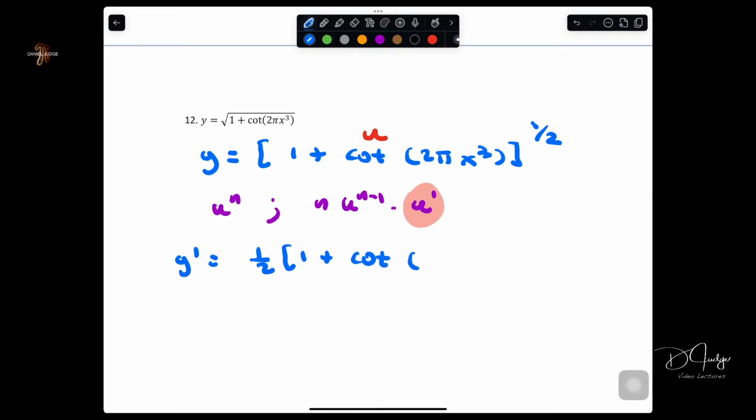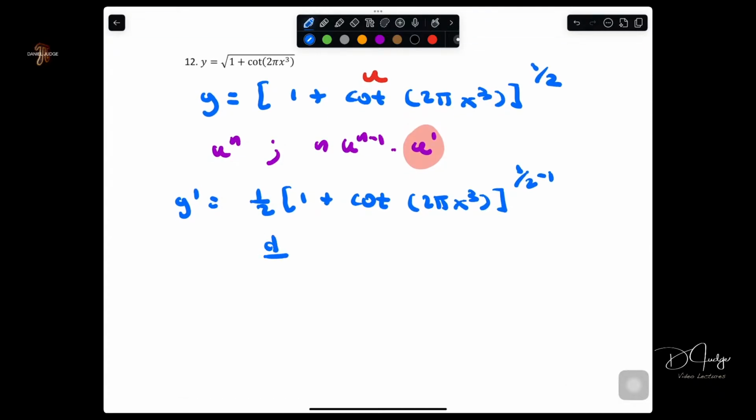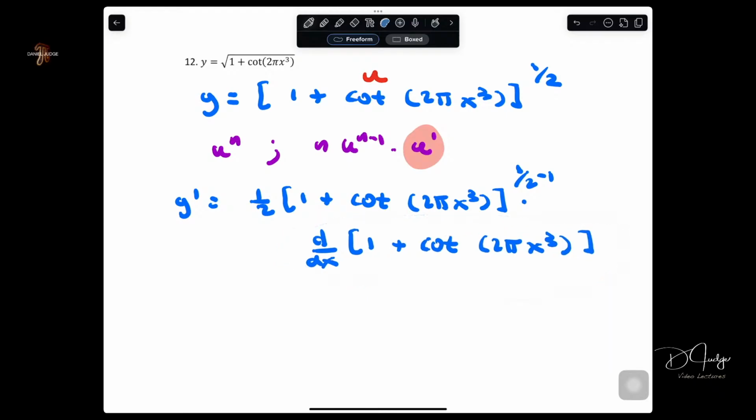1 plus cotangent 2 pi x cubed to the 1/2 minus 1. So I'm going to put this down here because we won't have enough space, times the derivative of 1 plus cotangent 2 pi x cubed. So don't forget, this is actually the chain part here. So, all right.